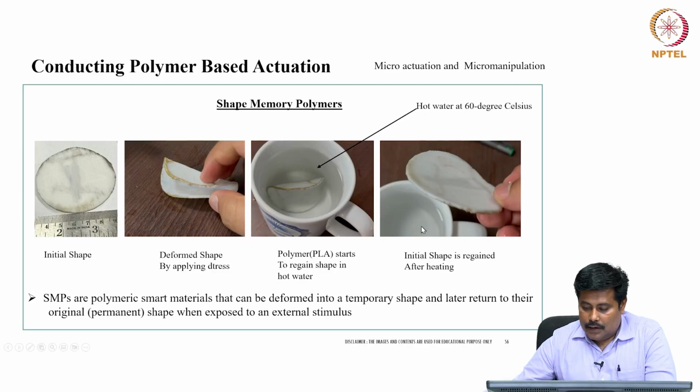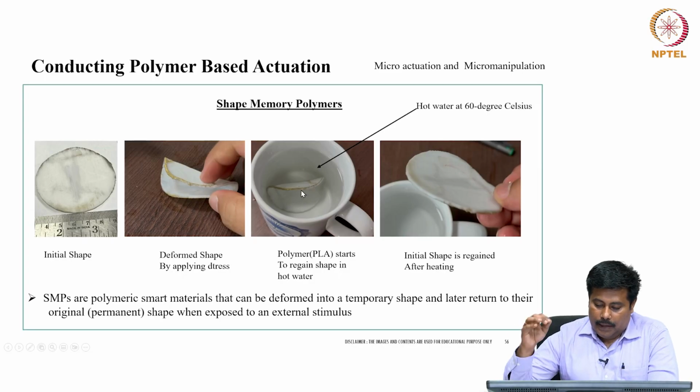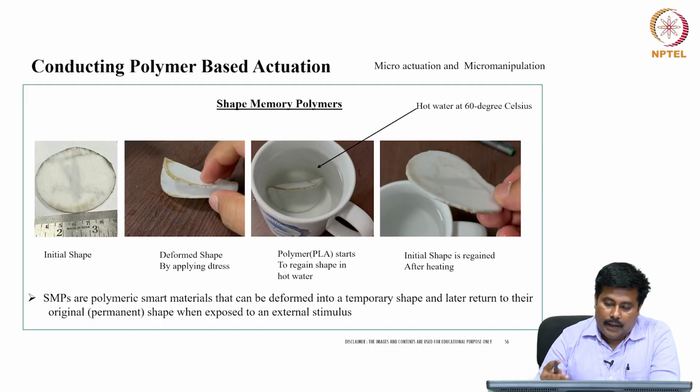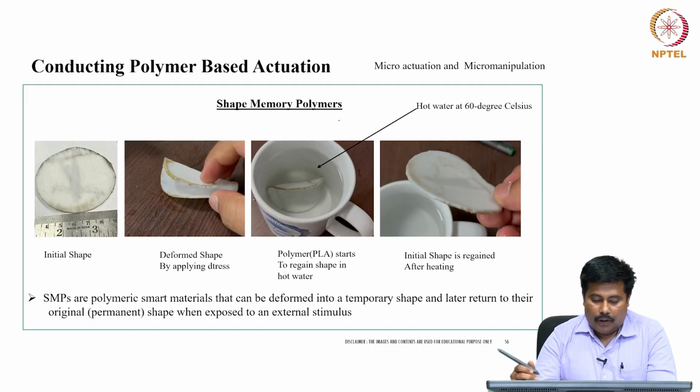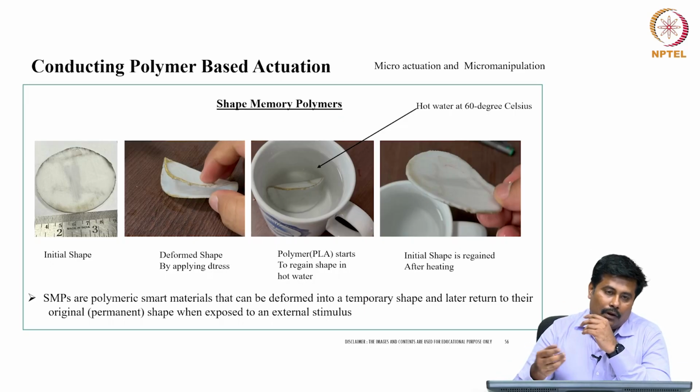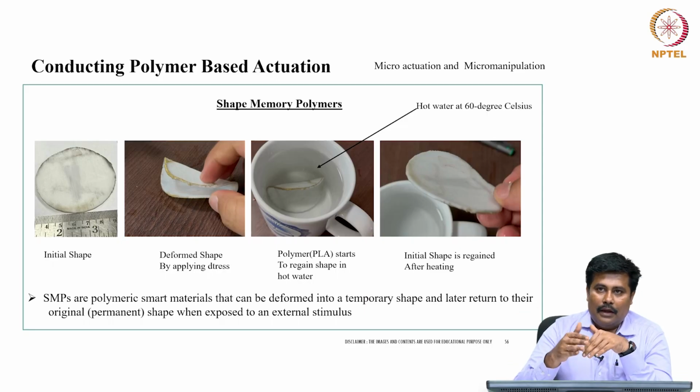In fact, this is one shape memory alloy based polymer which is being created. So initially this is the initial shape. It is deformed by applying stress, and then the PLA starts. Here the PLA is integrated into it, and then it regains the shape. So this is almost a PLA coupled with the shape memory polymer. We deform it, and by hot water actuation we can regain its original shape.